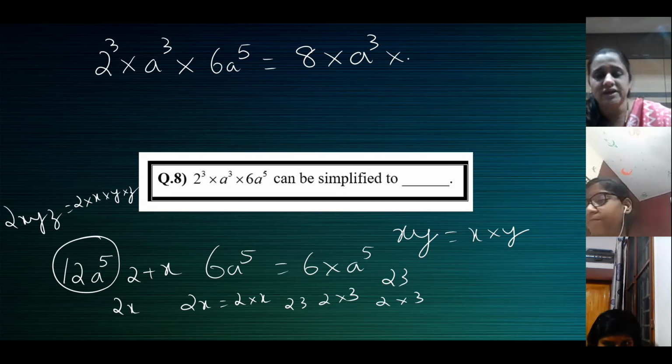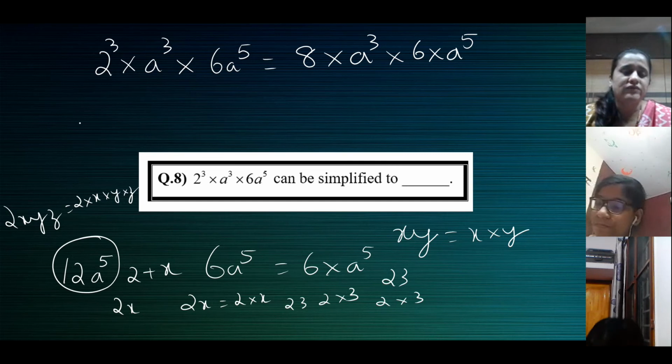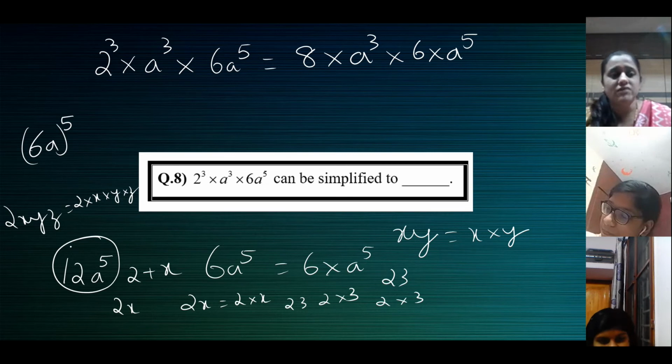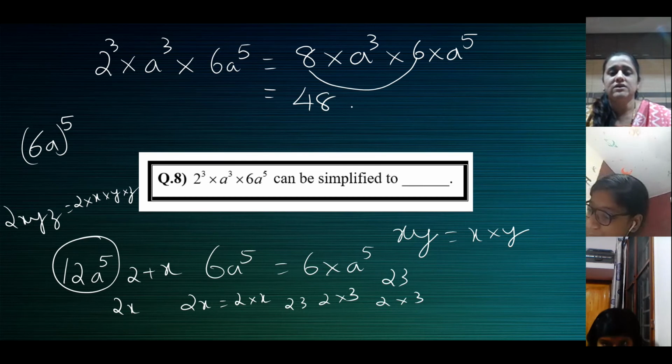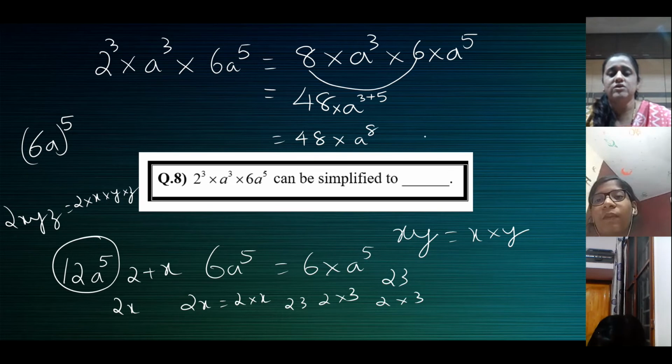Similarly, 6a to the power 5 means 6 into a to the power 5. The power 5 is only for a, it is not for 6. If it was for 6 also, then it will be 6a the whole power 5, like this. So now multiply the numbers. 6 8s are 48. Then a to the power, you can use a multiplication sign. Bases are same, so we add the powers 3 plus 5. So it is 48 into a to the power 8, or simply 48a to the power 8.